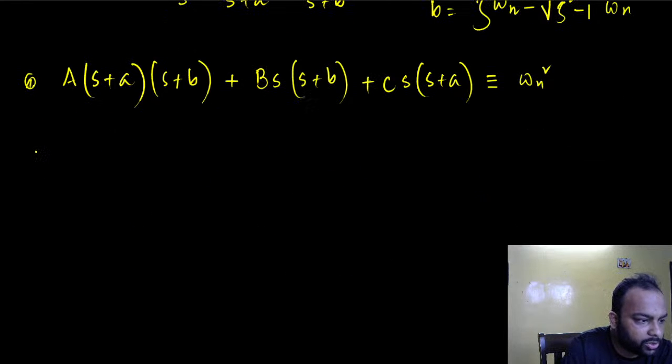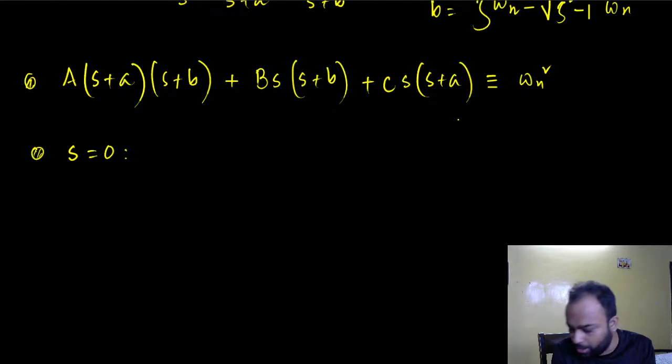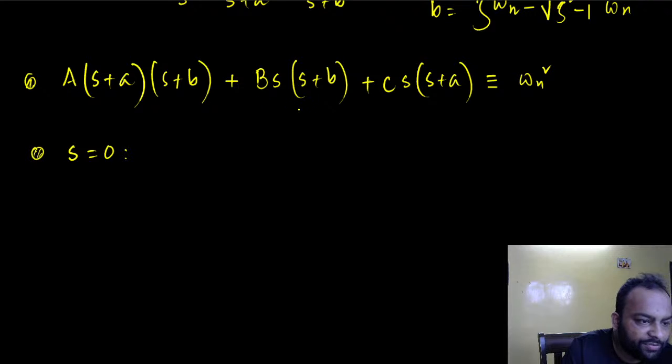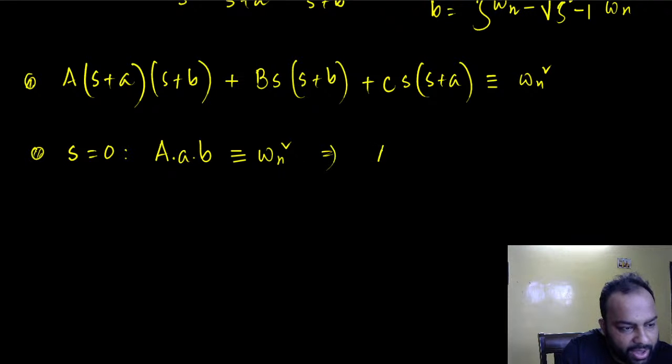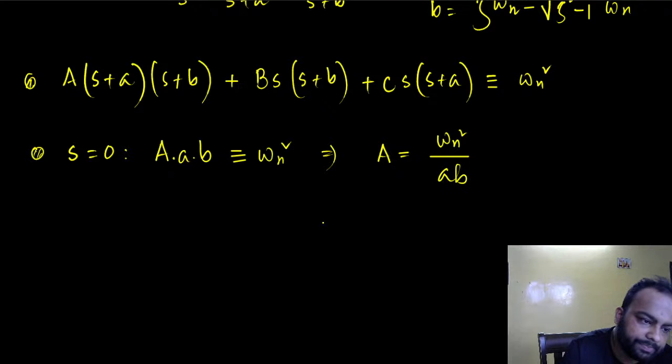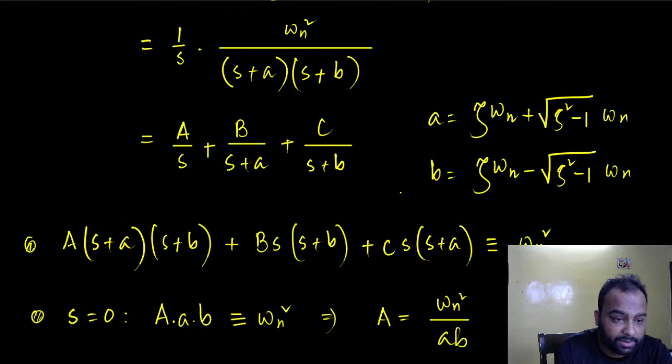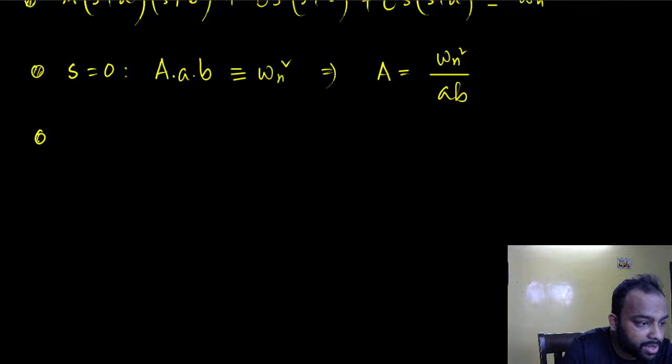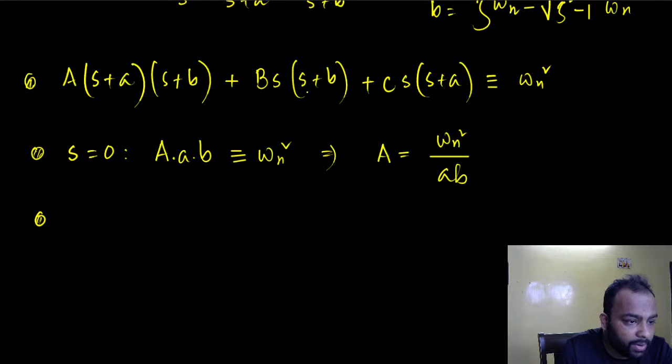All right. So now let's try to simplify this. Let's try to figure out the coefficients. Let's put s equal to 0. Again, this is an identity, so for every possible value of s, this is going to be true. So if I put s equal to 0, this becomes 0, this becomes 0. I have A times a times b, and that is equivalent to omega n square. So I would have A equal to omega n squared divided by ab. And remember, this is a, this is b. All right. And what about this term?